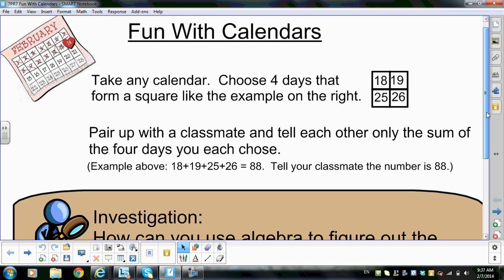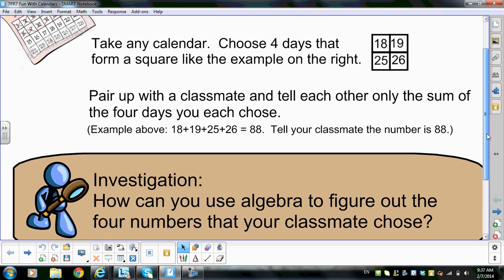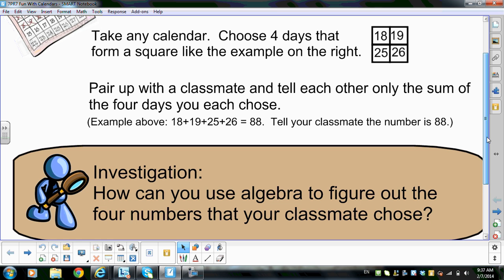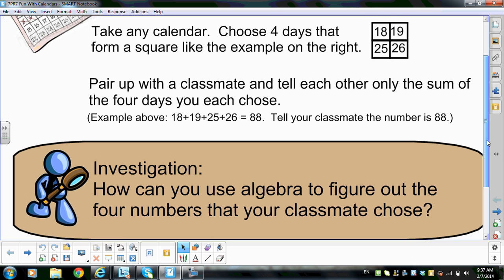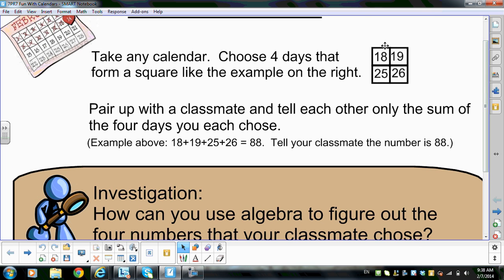I'm going to pair up with a classmate or a partner and tell each other only the sum of the 4 days you each chose. So for my example, I chose 18, 19, 25, 26. I'm going to add them all together, and the only thing I'm going to tell my partner is the total, the sum. So I'm going to tell, let's say Mr. Johnson, 88. So I'm going to tell him that the number is 88.